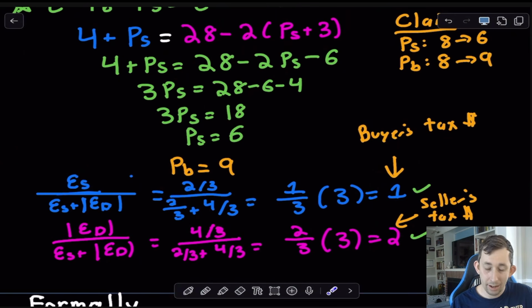So if you want to figure out how much of the tax the sellers are going to pay, you're focused on the elasticity of demand. So again, that's the absolute value of elasticity of demand over the sum of the two elasticities, which when you do that, you get 2/3 times the amount of the tax, which is 3. And so the sellers pay 2. When you're thinking how much of the tax does one side of the market pay, you're using the elasticity of the other side to figure it out because it's all relative. It's how elastic is the other side relative to you.